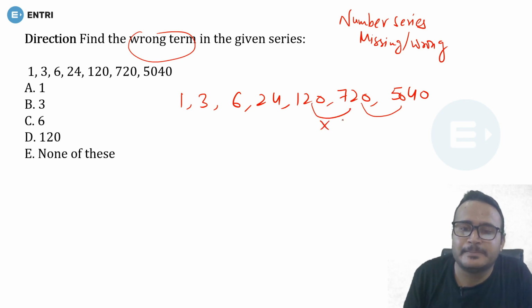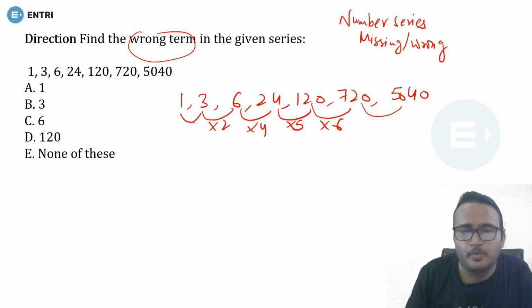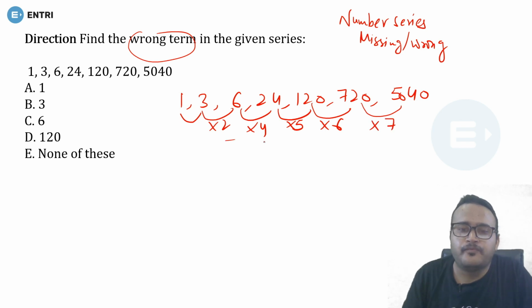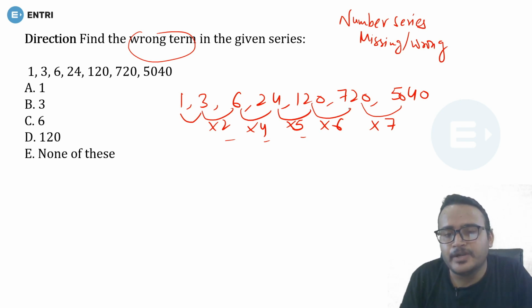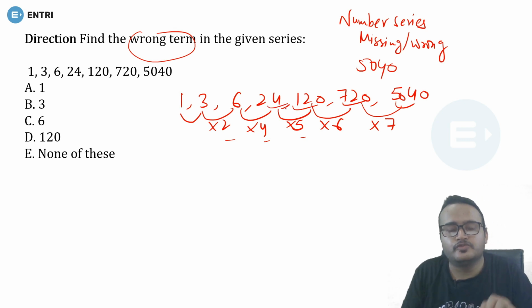So guys, this is multiply by 6, you can see this is multiply by 5, this is multiply by 4, this is multiply by 2, this is multiply by I don't know, and this is multiply by 7. Okay, so 2, 4, 5, 6, 7. Okay, 3 2 is 6, 6 4 is 24, 24 5 is 120, and 120 6 is 720, and 720, let me check here, 7 is 5040. Yeah, so this one is correct, this one is correct, this one is correct, this one is also correct.